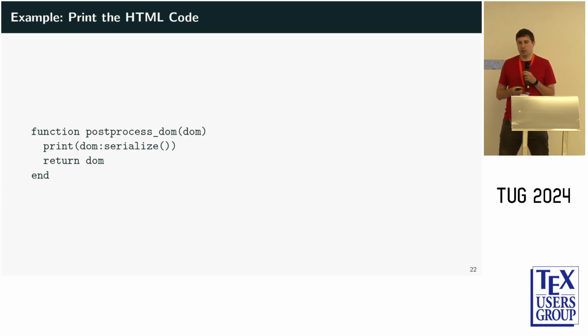The callback can look like this. This example will serialize the DOM back to HTML, so you can use it for debugging to see what you are working with, because sometimes the script that removes stuff from the web pages also removes some stuff that you don't want to remove. So you can use this function to debug, and you always need to return the DOM object back. Otherwise, you will just fail the conversion.